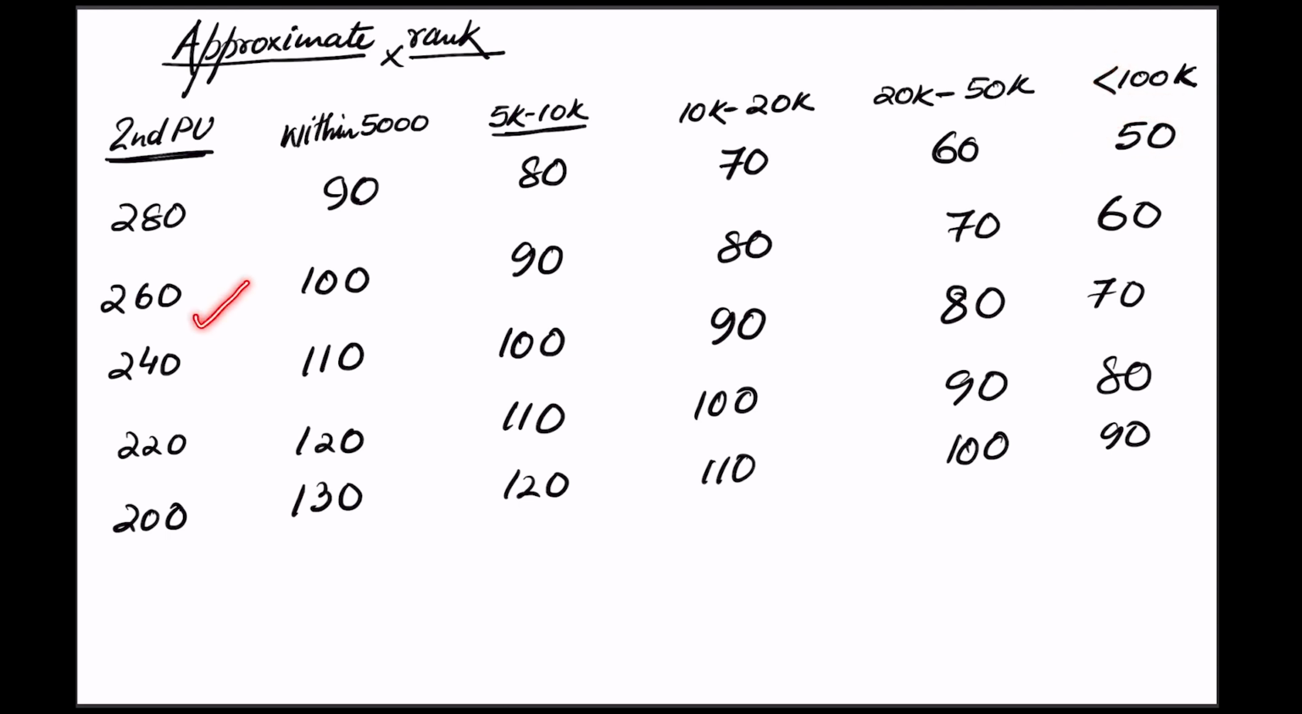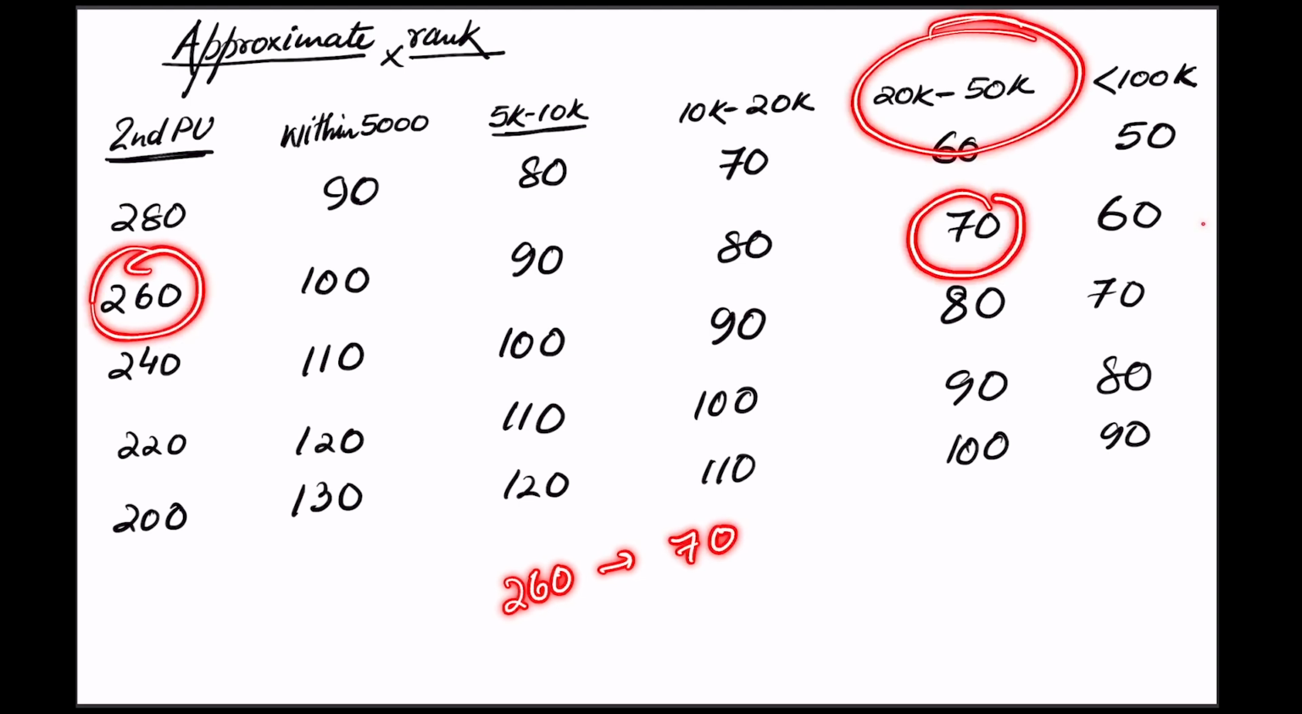Next, same thing, 260. If you get 260 and you have got 100 marks, you'll be within the top 5,000. And on this side, if you get 90, 80, 70, the rank will go down this way. For example, let's say somebody has scored 260 and they have scored 70 marks. So 260 and around 70, the rank will be around 20K to 50K.